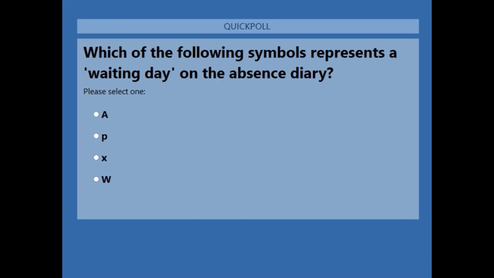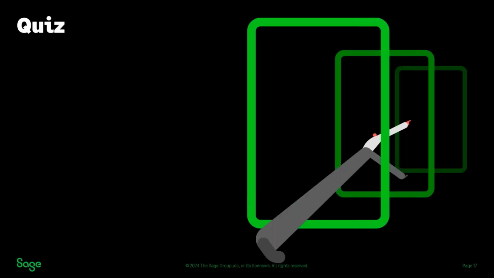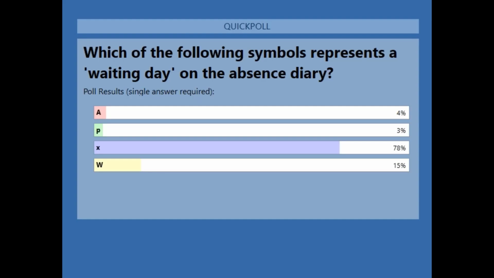With just over 75% of the vote in, we will close that one down. Looks like we've caught a few of you out on this one. So these are the results. 78% of you said X for a waiting day, and you 78% are correct. X's are the waiting days, P's are the paid SSP days, W is withheld SSP. So if you've paid the 28 weeks, the diary entries appear as a pink W for withheld, and A is a sickness lasting less than 4 days in a row.